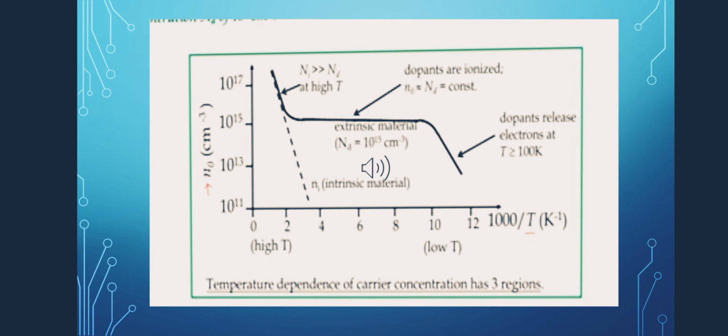If the temperature is increased more, then it becomes the third region, that is at the leftmost point. The concentration of thermal generation carriers will become more in comparison to donor atoms. So finally at the leftmost point it is higher temperature, that is Ni is higher than Nd, the donor concentration. The intrinsic semiconductor dominates the carrier concentration.